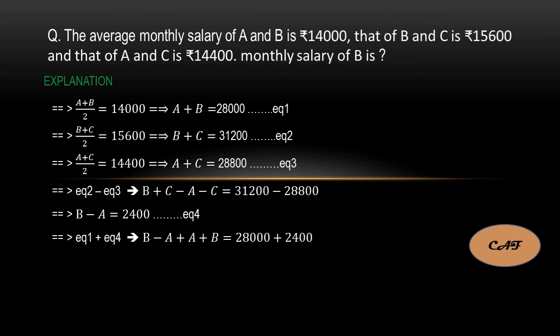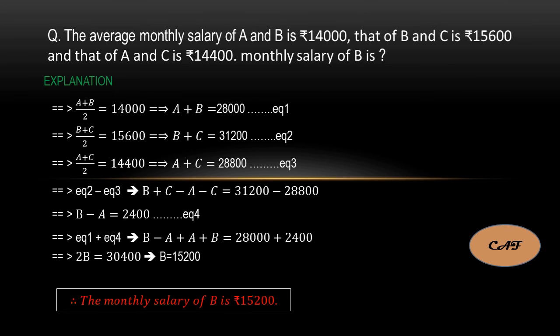I am doing this only. Equation 1 plus equation 4. So B minus A plus B is equal to 28,000 plus 2,400. So from that you will get 2B is equal to 30,400. After that you will get B is equal to 15,200. So whatever they are asking, monthly salary. So the monthly salary of B is 15,200.